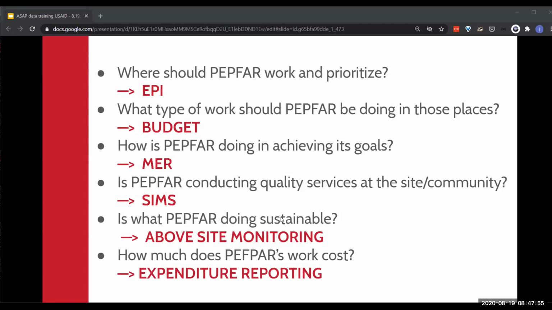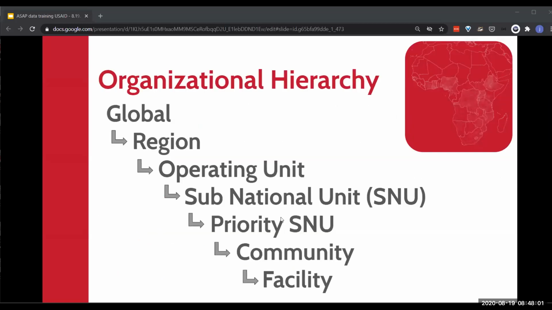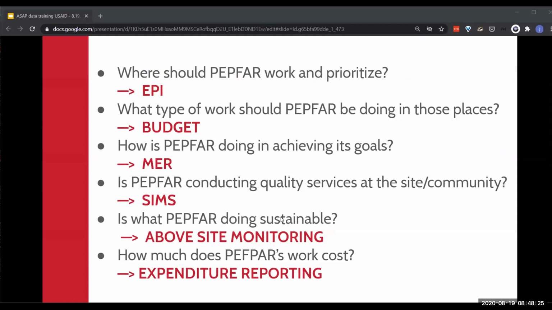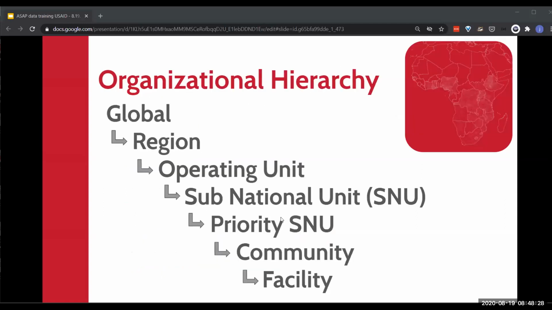So starting at the very beginning, the way that we collect data in PEPFAR is all grounded in what we call the organizational hierarchy, and you can see it represented here. The organizational hierarchy is a really key component to understand because data have to be collected at a certain level. Every data source in PEPFAR that we spoke about earlier, EPI, budget, MER, SIMS, above site, and expenditure, is collected at a certain point on this geographic organizational hierarchy.